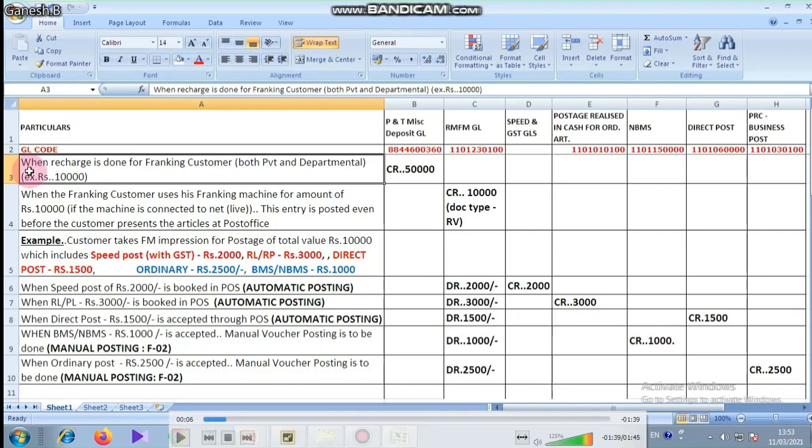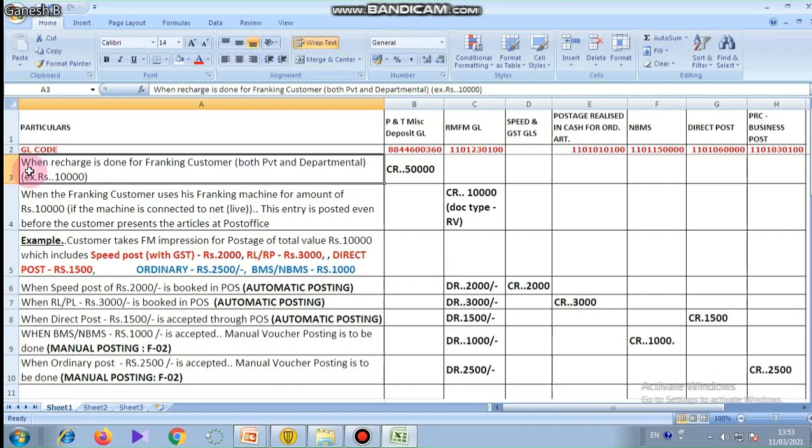Okay, and these are various GLs, that is our revenue heads, departmental revenue heads: postage realized in cash for ordinary articles, NBMS, direct post, and PRC, business post. See, I did not mention anything about speed post because this posting will automatically happen. There is no need for any voucher posting for speed post articles. Whereas for postage realized in cash, NBMS, direct post, business post, we have to make a voucher posting.